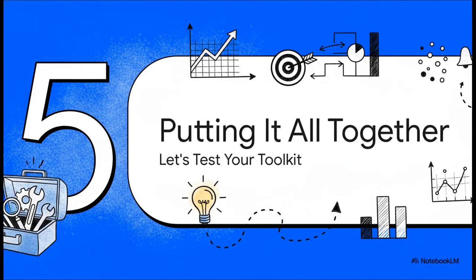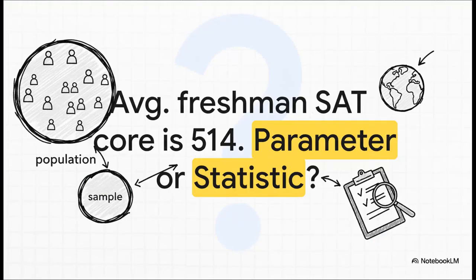Okay, final section. We have built the toolkit, we've got our key definitions, our core concepts. Now, let's put it to the test and see how it works in the real world. You ready? Take a look at this statement. That number, 514, is it a parameter or a statistic? Think about it for a sec. Is that number describing a whole population or just a little sample?